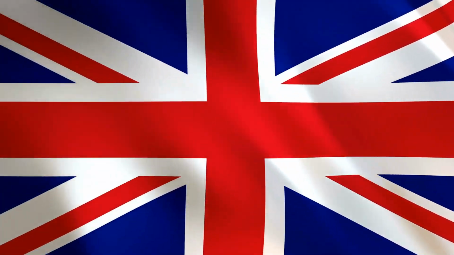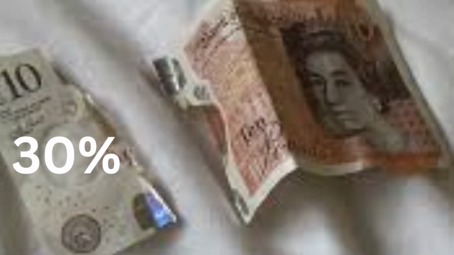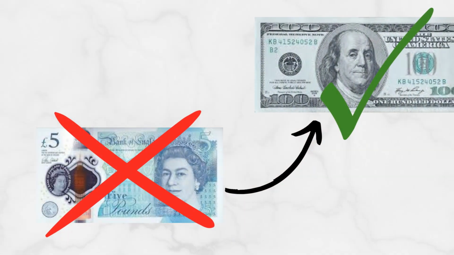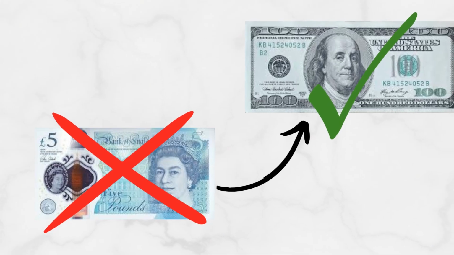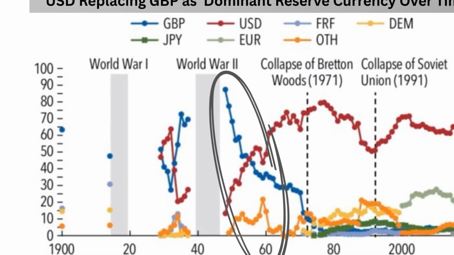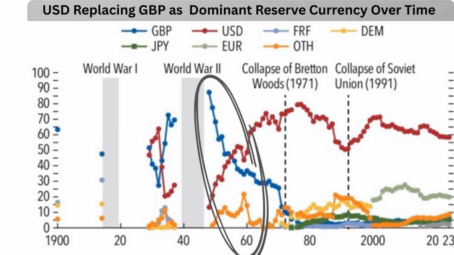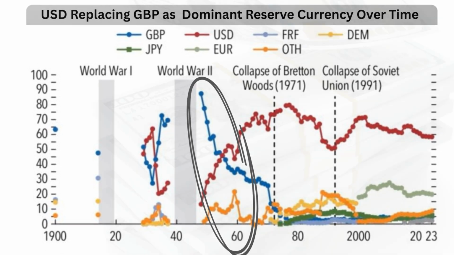Britain lost confidence rapidly after World War II. In 1949, Britain devalued the pound by 30%. International holders lost almost a third of their value overnight. Confidence collapsed. Nations shifted reserves from pounds to dollars. By 1960, the pound's share of global reserves had fallen from over 60% to less than 20%. The transition was complete within 15 years.